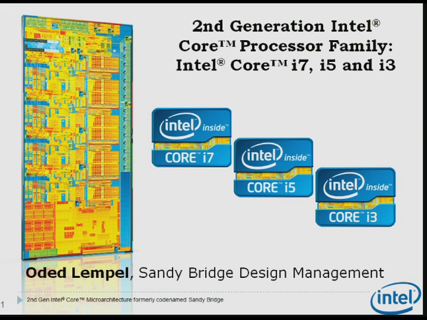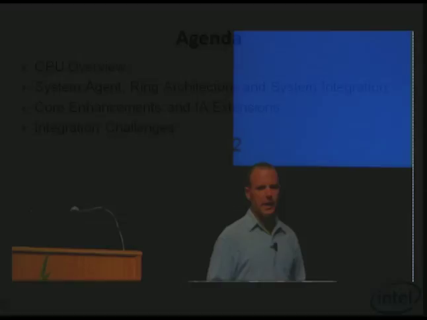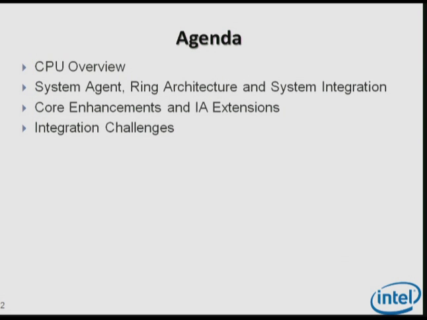We'll talk about the second generation Intel Core processor microarchitecture, and we'll see a little bit of the changes, the challenges that we had designing it and planning it. We'll go over some CPU overview. We'll look at the major components that made the big difference between the previous platform, previous microarchitecture, and the current one. We'll look at a few core enhancements and ISA enhancements, and also discuss a little bit about integration challenges that we had.